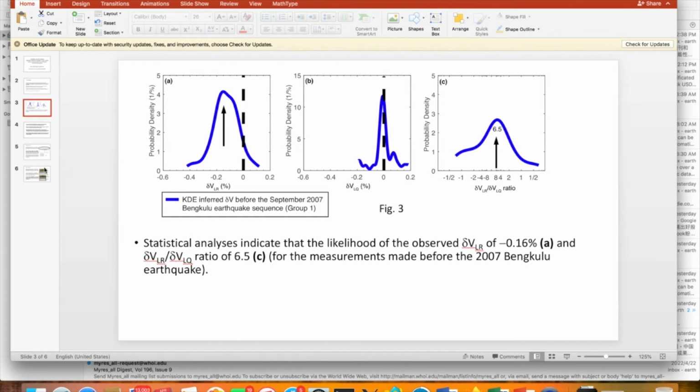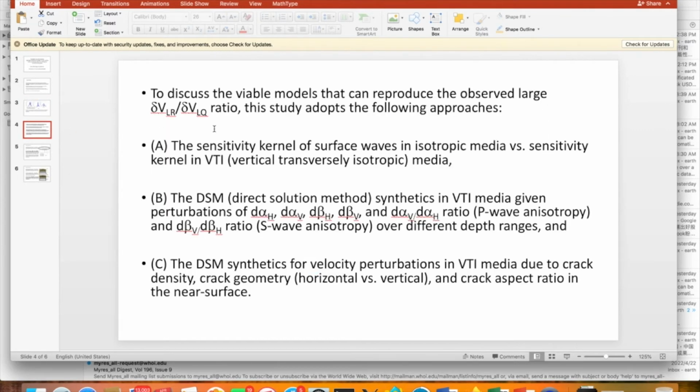To discuss the viable model that can reproduce the observed large delta VLR to delta VLQ ratio, this study adopted the following approach. We compare the sensitivity kernels of surface waves in isotropic media versus the sensitivity kernels in VTI media.